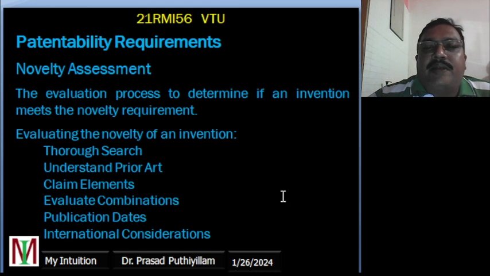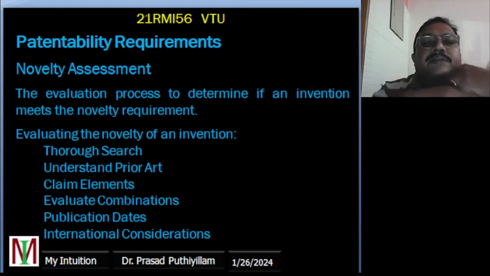Novelty assessment: the evaluation process to determine if an invention meets the novelty requirement. Evaluating the novelty of an invention is a very crucial step in the patent application process.